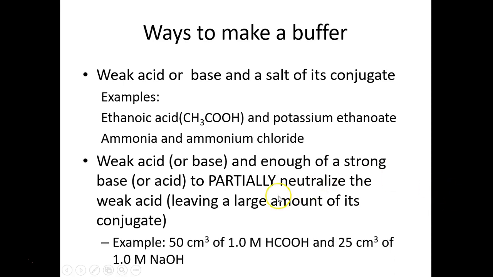So for example, if I used 50 milliliters of 1 molar methanoic acid and 25 milliliters of 1 molar sodium hydroxide, that would dissociate half of the methanoic acid into its conjugate.